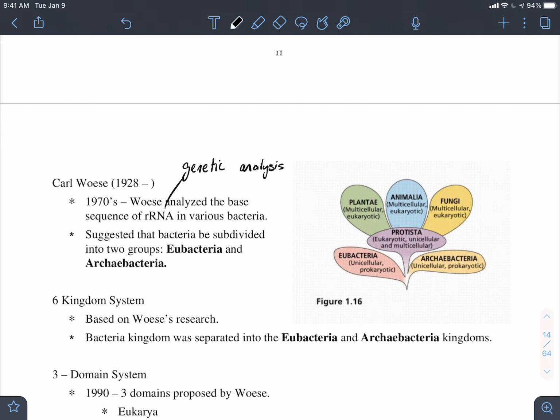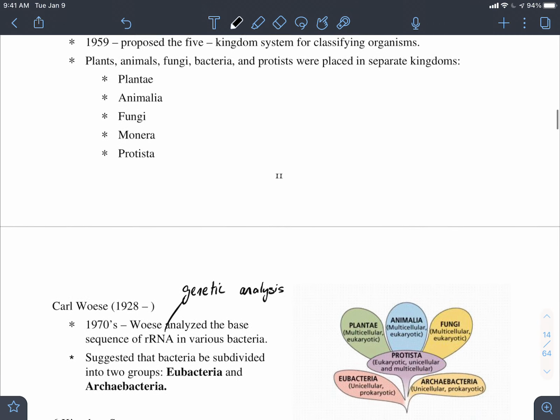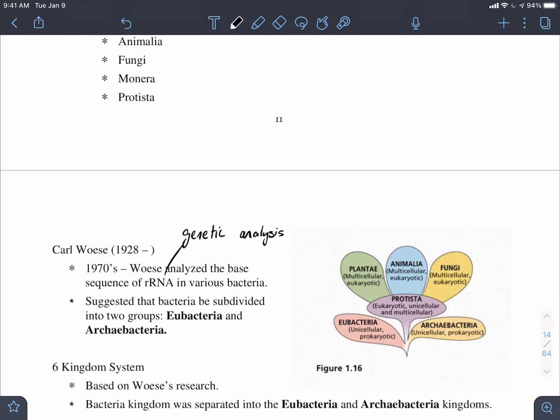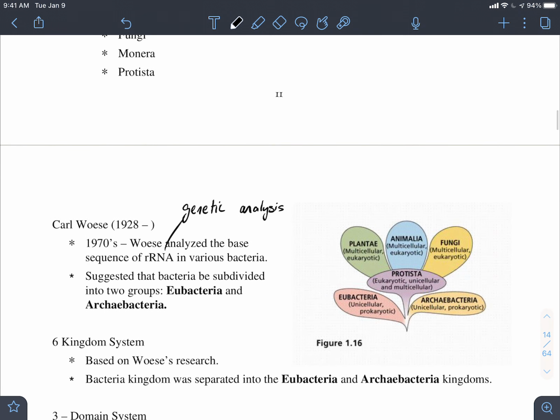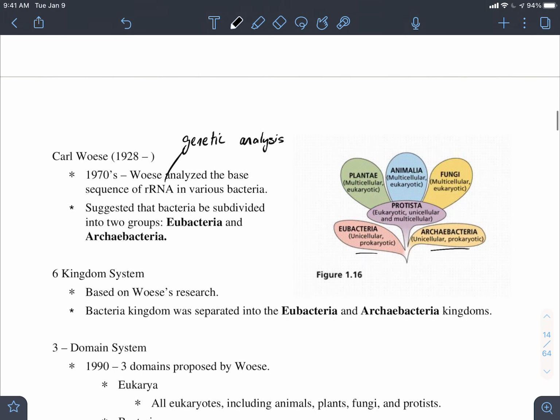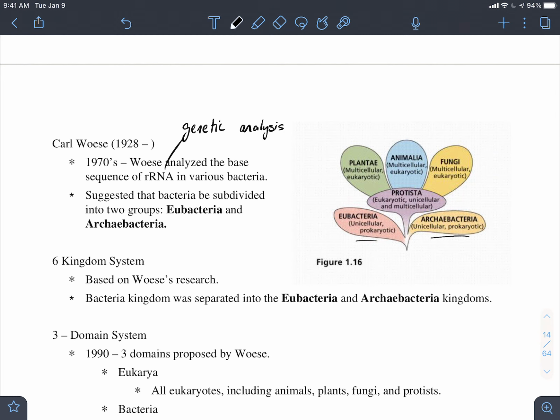And he divided out the organisms, so he divided out the Monera. He divided Monera into eubacteria and archaeobacteria. So these were unicellular and prokaryotic, but slightly different from one another. So he wanted to make that definition more clear. So this became the six kingdoms, and this is the most popular system, I would say, where eubacteria and archaeobacteria are separate kingdoms.